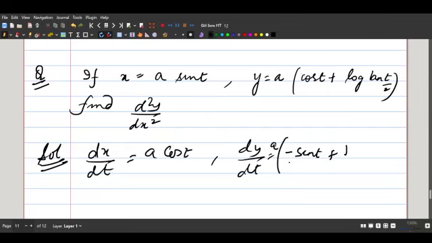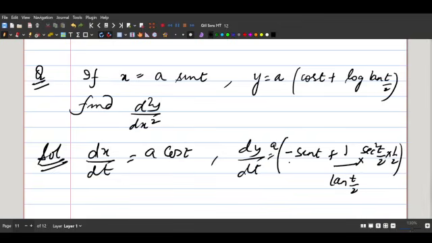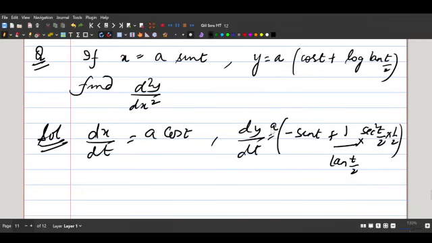We know that we write 1 upon tan t by 2. Tan theta derivative is secant square. Here we have tan t by 2, so it would be secant square t by 2. Then the angle is t by 2, that will become half, right? So just rewrite, because dx upon dt is given to you in a very simple way, a cos t. We have to simplify dy by dt more.